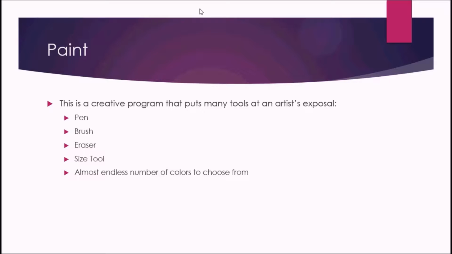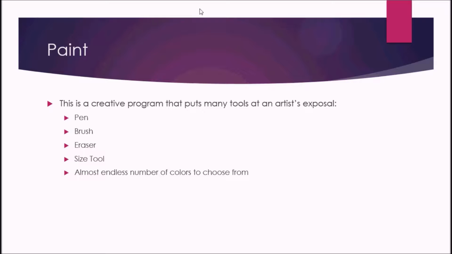So what we have so far is a pen tool, which allows you to mark on the screen with a very small pen, really. It's like you're writing on paper. And then there's a brush tool, which is thicker than the pen tool. You have an eraser that you can use to wipe out everything that you don't want. There's a size tool where you can change all of the three things above, and then there's also almost an endless number of different colors that you can choose from.